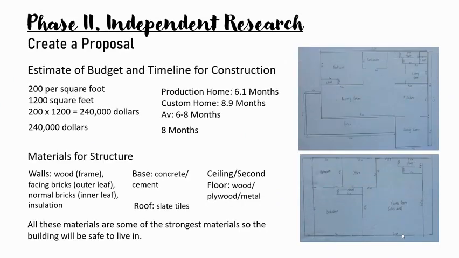We also had to include the estimate for budget and construction and materials for the structure. You can see on the right is the blueprint of my design. We also had to include the budget and timeline for construction and materials for the structure. The budget would be about $240,000, whereas the timeline for construction would be about 8 months. And some materials that I would use would be wood, bricks, concrete, and metal.